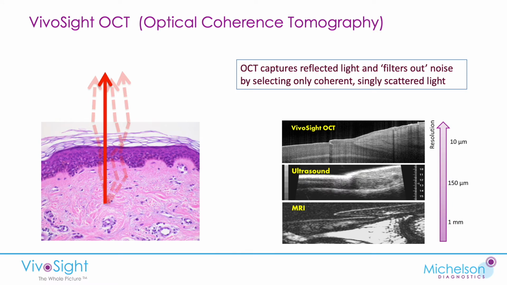On the right here, you can see a comparison of images taken of the fingernail bed with MRI, with ultrasound, and with VivoSight OCT. I'm sure you can see that the VivoSight OCT image is way more detailed. You can actually see the epidermis, you can see the nail plate here, and the subnail matrix.